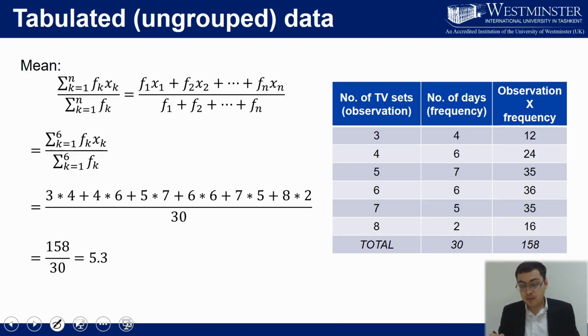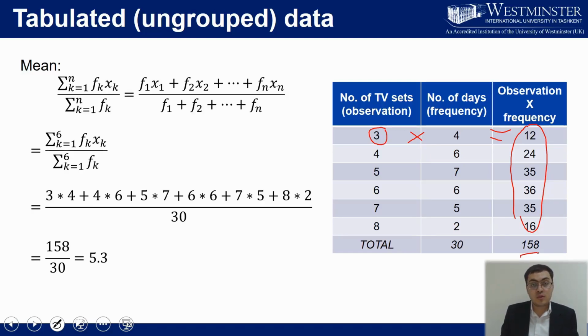Fortunately, it's not that complicated because we know that our observation of 3 has repeated itself 4 times. As a result, instead of adding something 4 times, we could just multiply it because that is basically the same thing. So in this instance, that will give us 12, and I keep doing that with these 2 columns that I have. And then at the end, all these numbers that I get, I just take their sum. Their sum in this instance is 158.